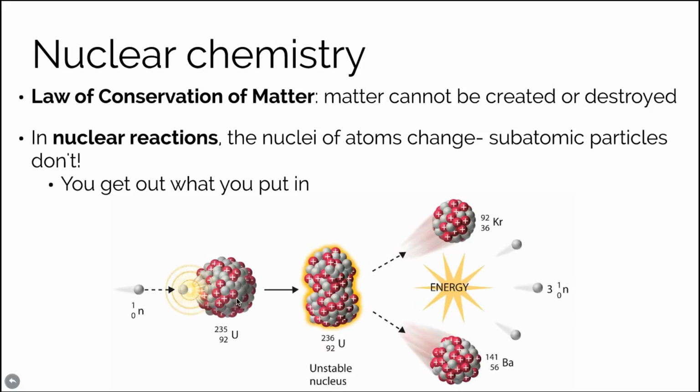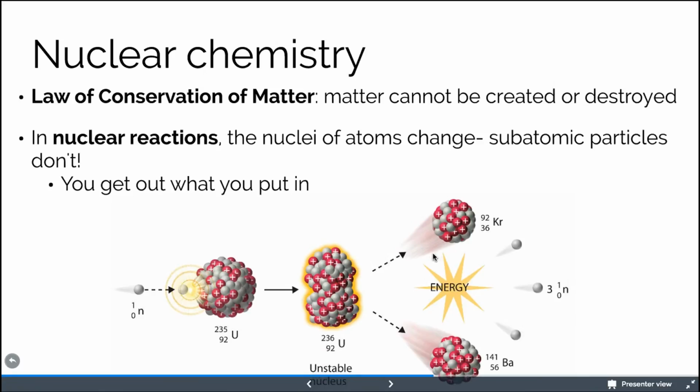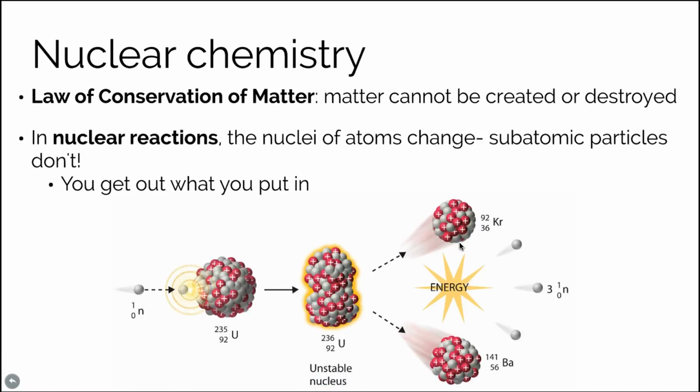You can think of it as being a bullet that is going to split the atom right down the middle. And then you can see that in this middle stage, we have a very unstable nucleus. It starts to fall apart and it breaks apart into two different pieces. So we have a krypton atom up here and a barium atom down here. So now what's going on?